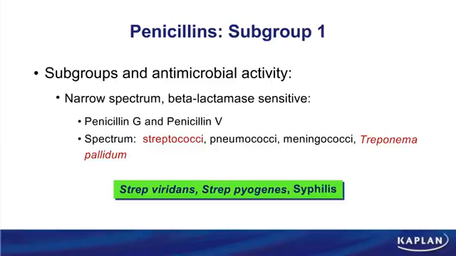Notice there's a statement on this slide that Pen-G and Pen-V are beta-lactamase sensitive. Out of the 4 groups of penicillins, 3 of them are beta-lactamase sensitive, which means if the organism produces beta-lactamase, the drug is going to be cleaved.